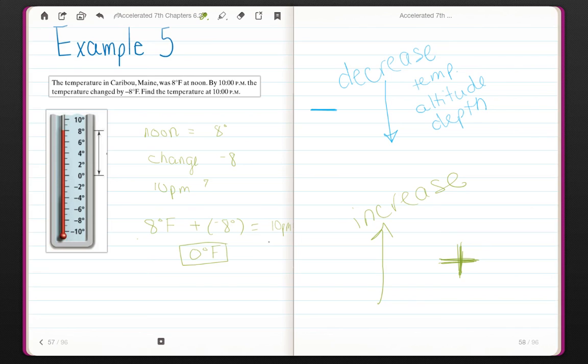Okay, that is it for examples. Go ahead and complete your QCs and your CYUs. If you have questions, please come ask me.